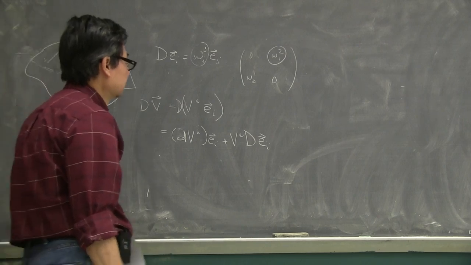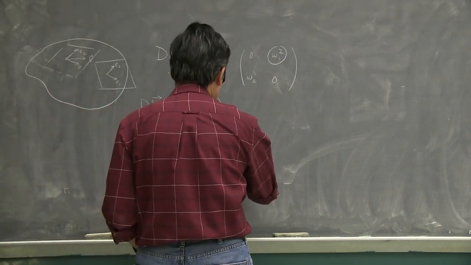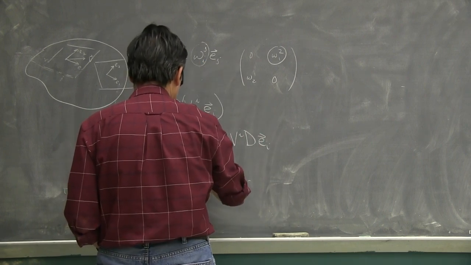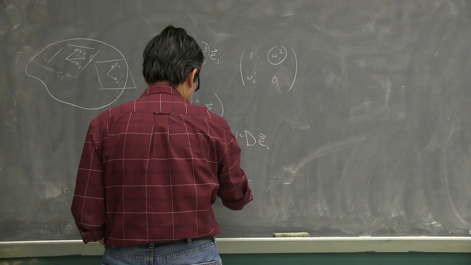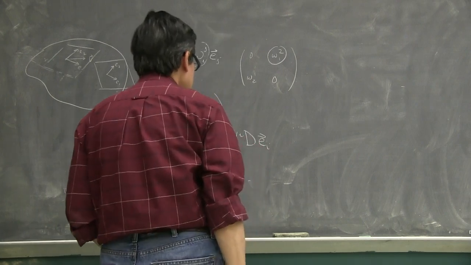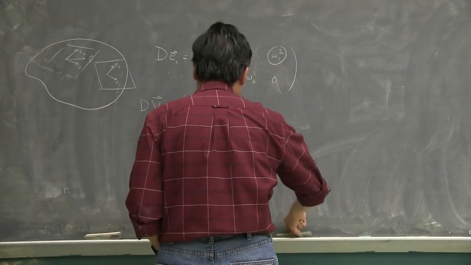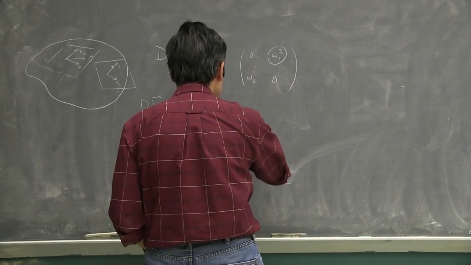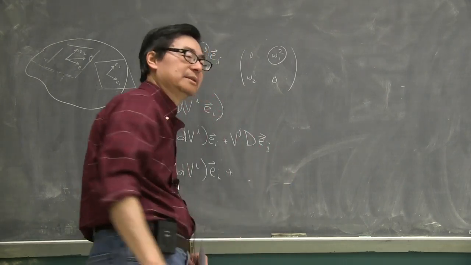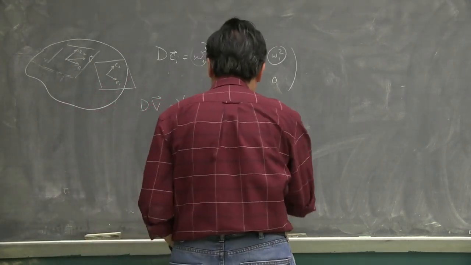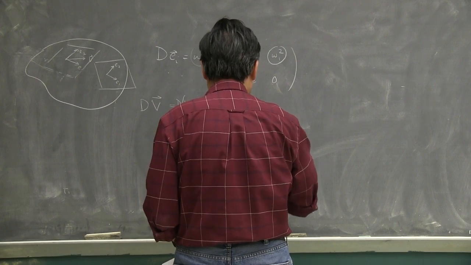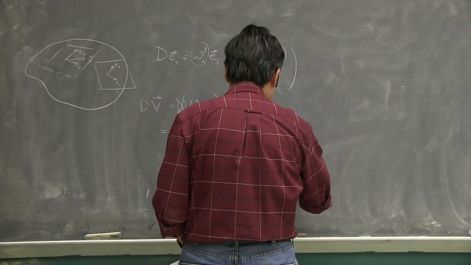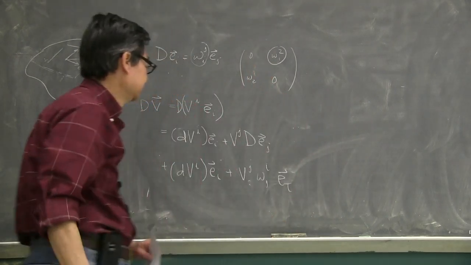And now, let me write this in terms of using this equation. So this is B big I Ei plus, let me change this to a J. It doesn't matter, right? Because this is summed over anyway, okay? And so this becomes Vj. And I'm going to write Dej as omega j I Ei, which is the same equation in here, okay?